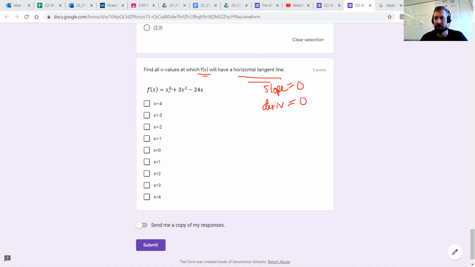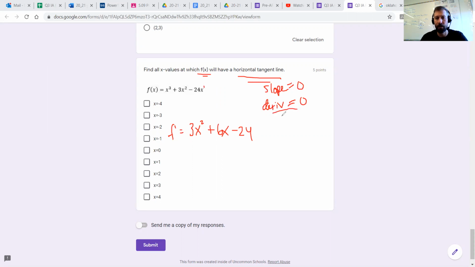So this isn't the derivative, this is f. What we're going to do first is find the derivative using the power rule. Bring the 3 down, subtract 1. Bring the 2 down, subtract 1. There is that 1 down, but remember that's a linear function, so we're just going to make that negative 24. So there's our f prime.